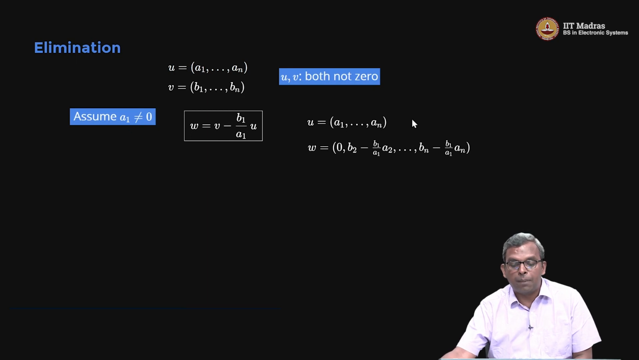It's very easy to see what I've done here. So u remains the same. I'll keep u as it is. Instead of v, I'll consider this new w, which has this 0 here, and then a whole bunch of other terms: b2 minus b1 by a1 times a2, and so on till bn minus b1 by a1 times an.